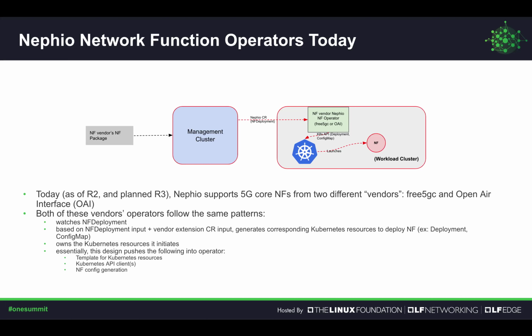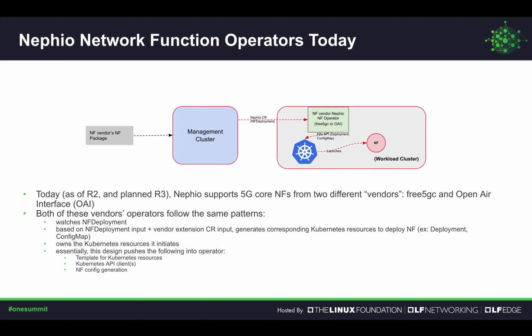We take the Nephio CR, which is just NF deployment, and the operator watches it. It takes that input and whatever vendor extension you may have, which Free5GC has one and OAI has several, and it generates the resources that are needed, Kubernetes resources more specifically, mainly deployments, config maps, services, and things, and then just applies them. And once that is done, they own the NF deployment resource, obviously, because an operator owns the resource you watch, and also owns the resources that they created.